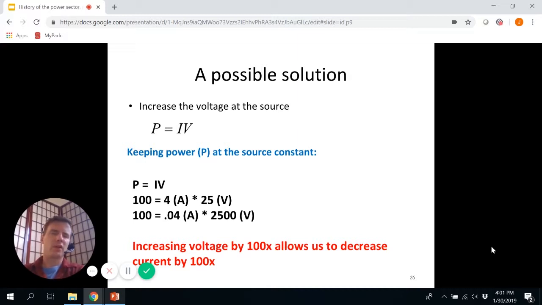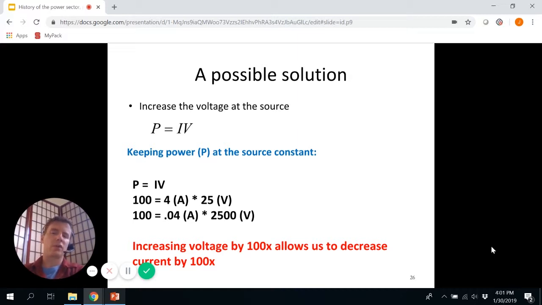And so if we use that equation, P equals IV, we can get the same value, let's say 100 here, a couple of different ways, right? We could have a really high current value for I and a really small voltage value V, or we could have a really low current value of I and a really large voltage value V. And that's what these two examples show, right?